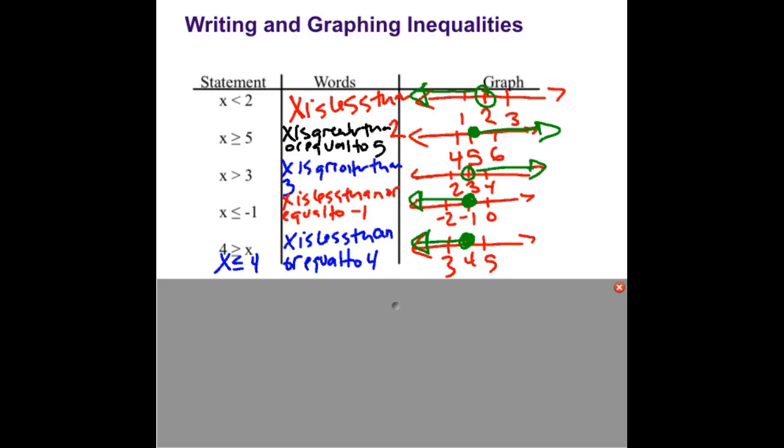Now careful on this last one. Before you graph it, my recommendation is that you always write the variable first. That way it's easy to tell which way to shade for your inequality. So I wrote it as 4 is greater than or equal to x is less than or equal to 4.